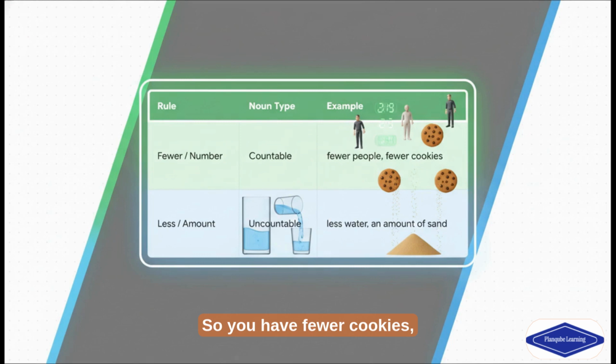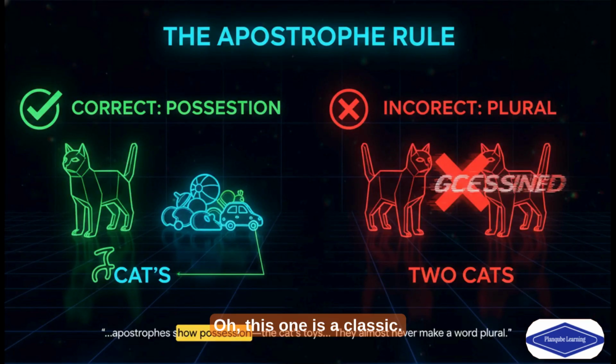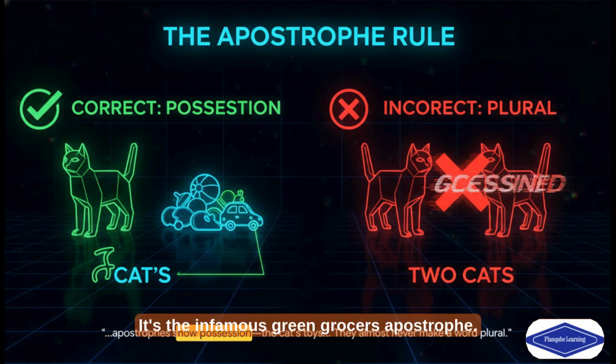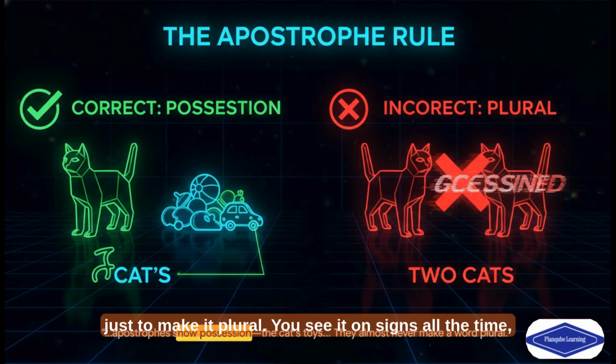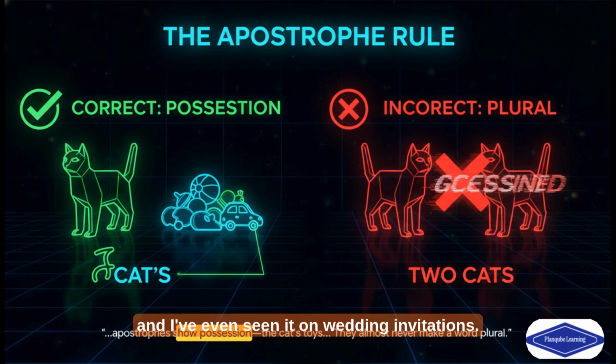So you have fewer cookies, but you drink less water. Oh, this one is a classic. It's the infamous greengrocer's apostrophe. That's when people stick a random apostrophe on a word just to make it plural. You see it on signs all the time, and I've even seen it on wedding invitations.